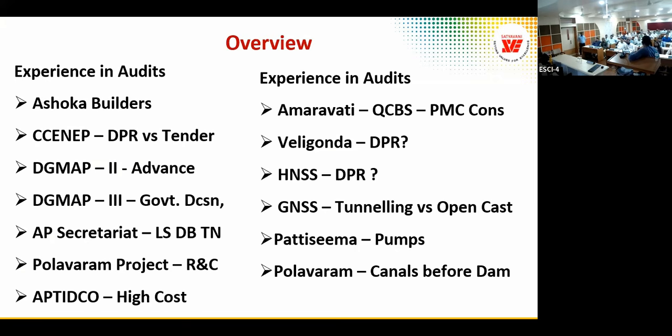Oh, sorry, I think GNS is the sterling versus open cast, that's what I explained before. I told you now, one contract paid advance EPC, open tunnel versus open cast. And HNSS DPR, those days DPRs were made with 20,000 rupees per acre for command area development.